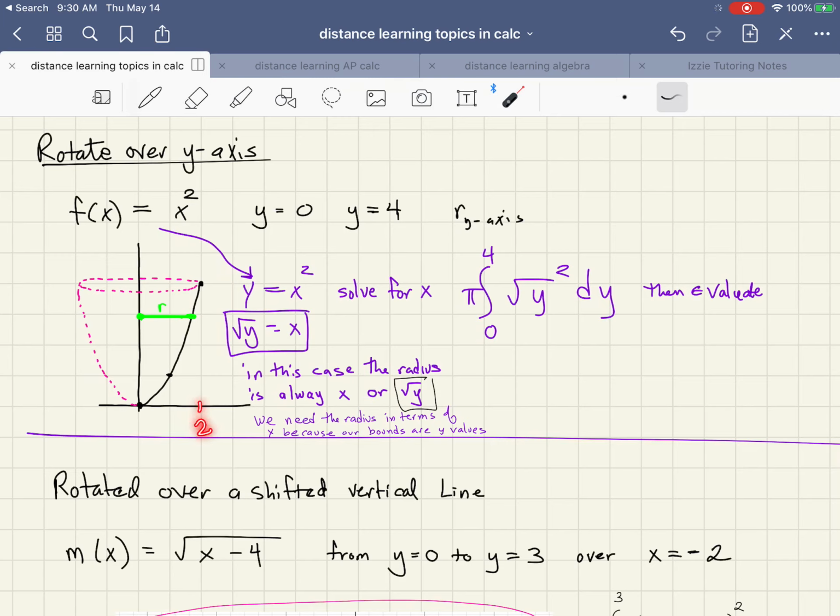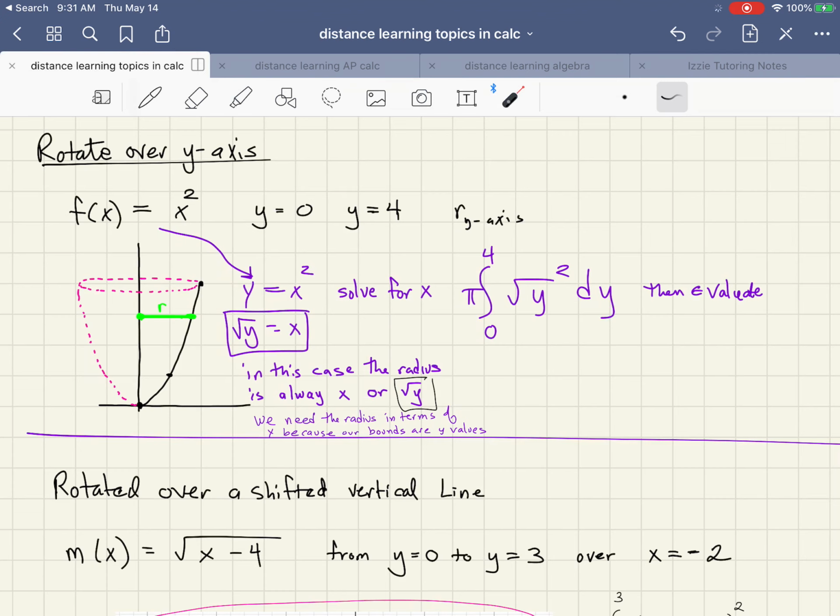And think about it. If we were at 2, we'd be at 4. So working backwards, if I wanted to get that 2, I take the square root, no matter where I am on this graph. If I was at 9, I'd be at 3, the square root. So we need the radius in terms of y because the y values are also in terms of y. Now, again, pulling the pi out of the formula, I have radius squared, and the dy represents the height.